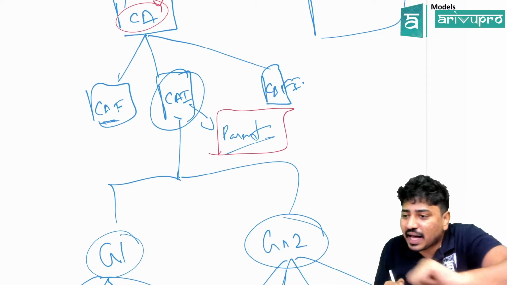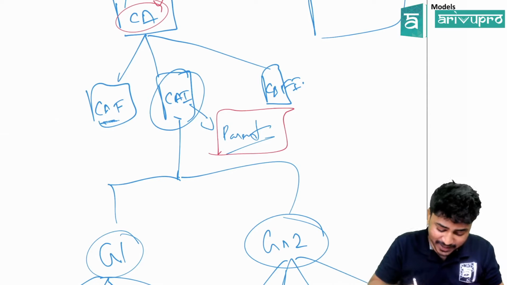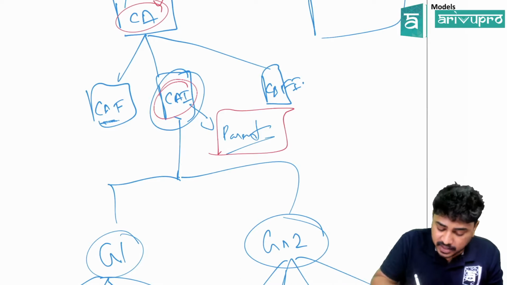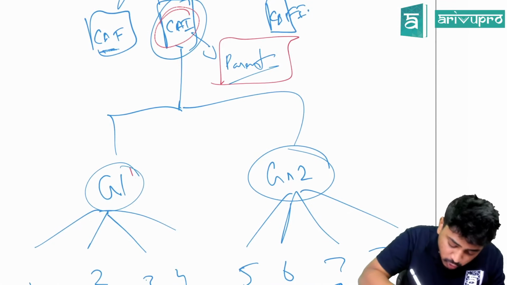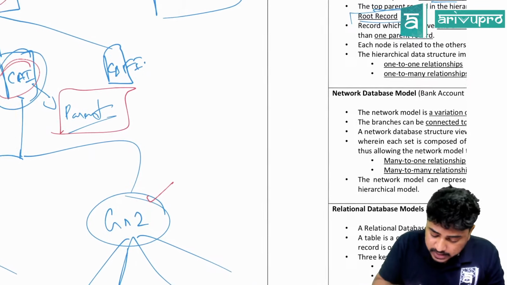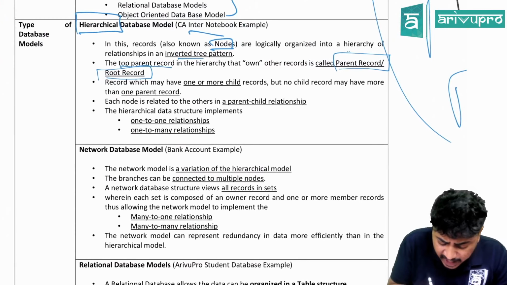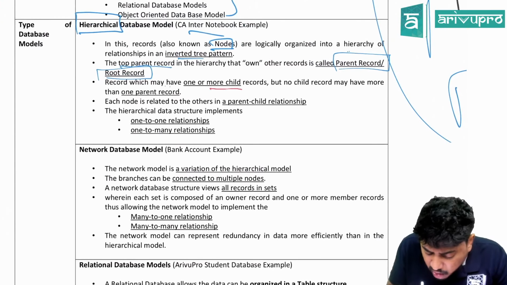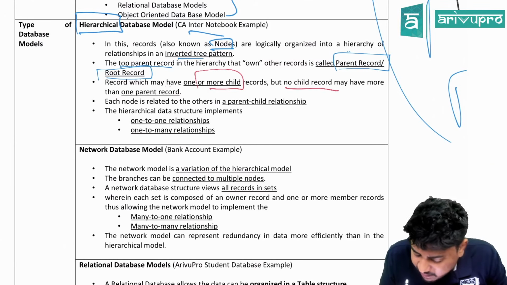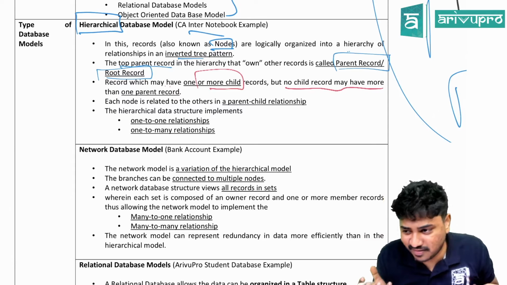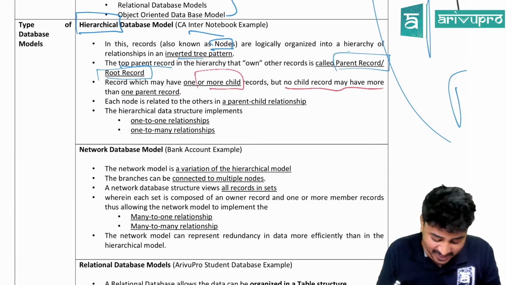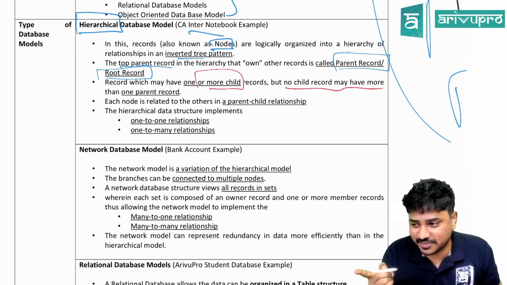When will you be a parent? When you have a child. So, for CA intermediate, who are the children? Group 1 and group 2 data, or records. Group 1 and group 2 are the children. A record may have one or more child records. But no child will have more than one parent. Do you have any questions?